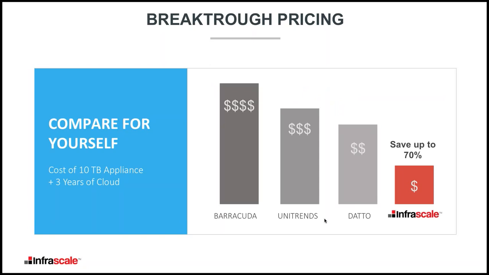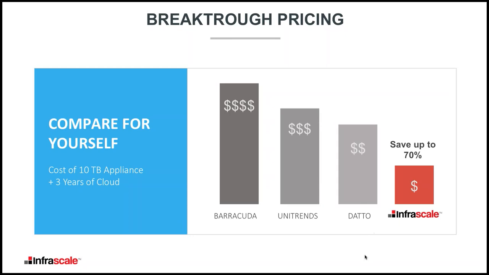So we looked at Barracuda, Unitrends, and Datto, and of course this was an apples-to-apples comparison. So what it included was a 10 terabyte appliance and 3 years of cloud storage as well. What we found is that with InforScale you can save up to 70% in comparison to others. And this is with the appliance, it's a low monthly fee for failover services and cloud storage. It's all just based on the number of terabytes protected, which is why we did a 10 terabyte appliance and then 3 years of cloud storage. So an apples to apples comparison, just to cover that again.